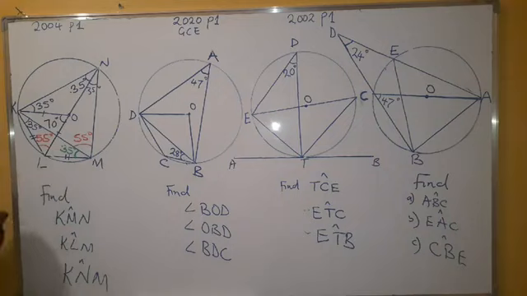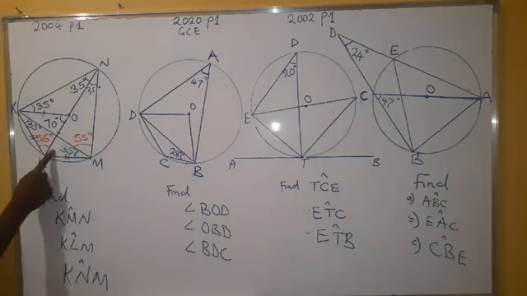So which angles now are we remaining with? Which angles are we remaining with? Only this one. How do we find this angle? How do we find this one here? Okay? How do we find this one here?